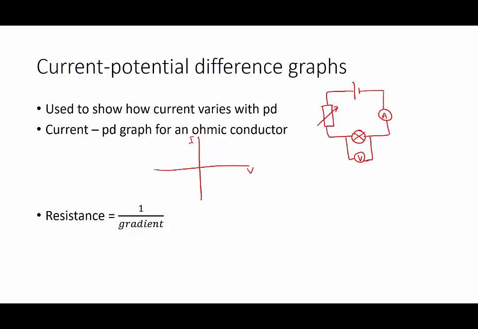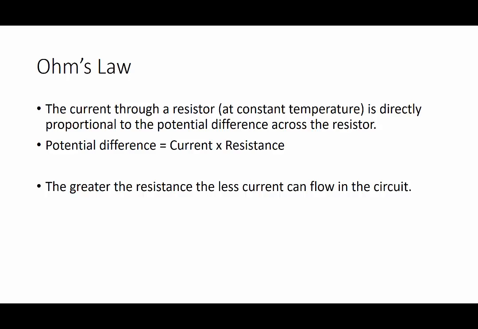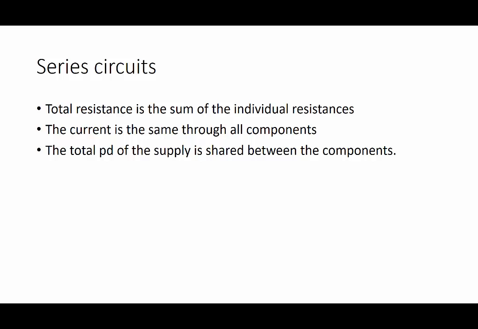For an ohmic conductor, drawing a current PD graph, you'll get a straight line going through the origin. That's because current and potential difference are directly proportional, and the gradient there is 1 over the resistance. So Ohm's law tells us that the current through a resistor is directly proportional to the potential difference across it, as long as the temperature is constant. The equation is potential difference is current times resistance, or V equals IR, and resistance is measured in ohms. So if there's more resistance, less current can flow in our circuit.